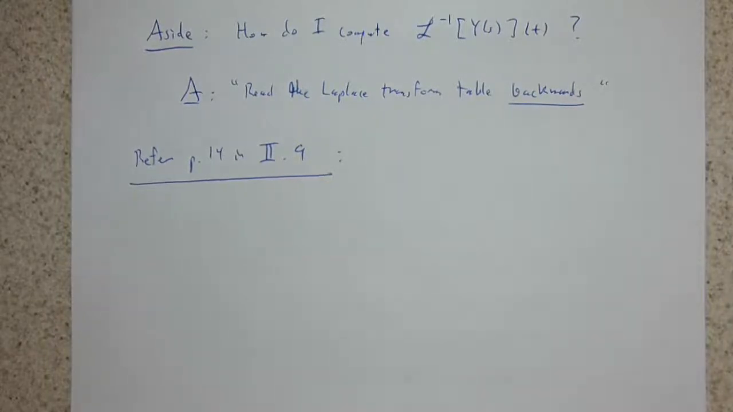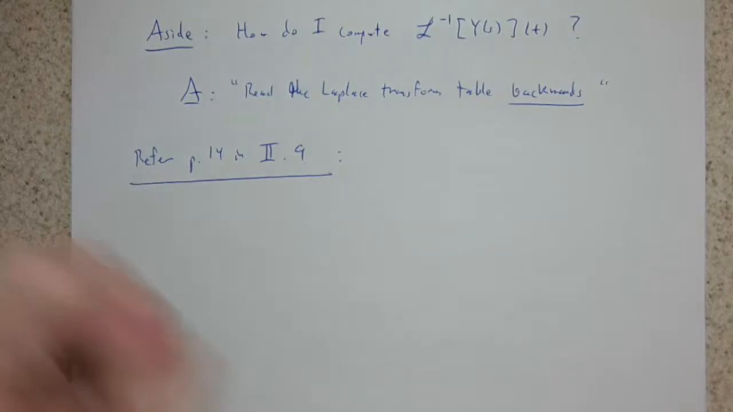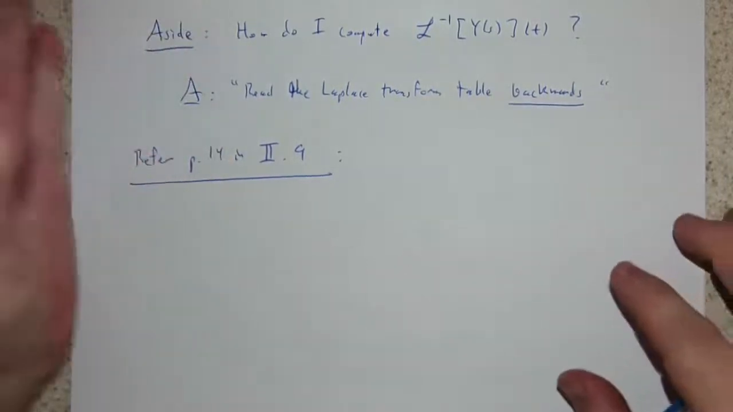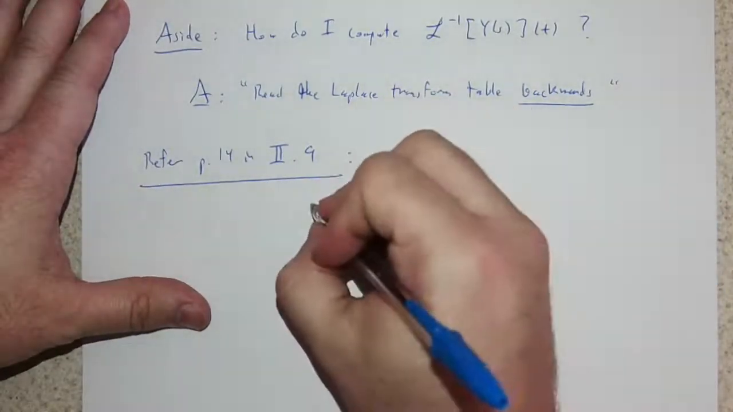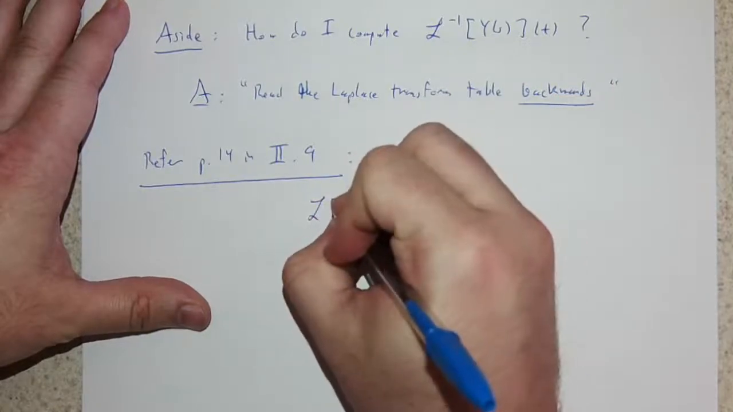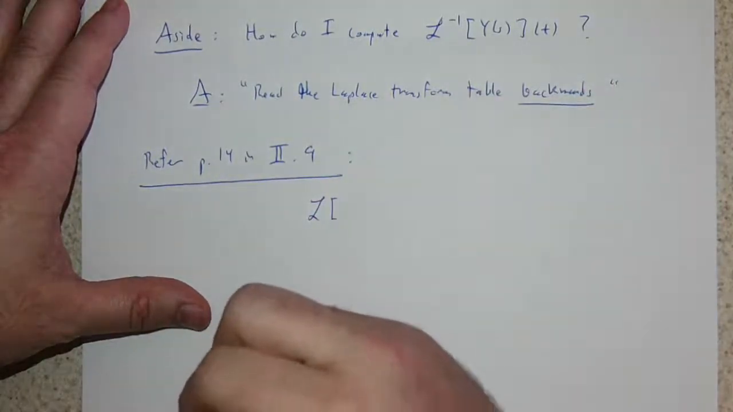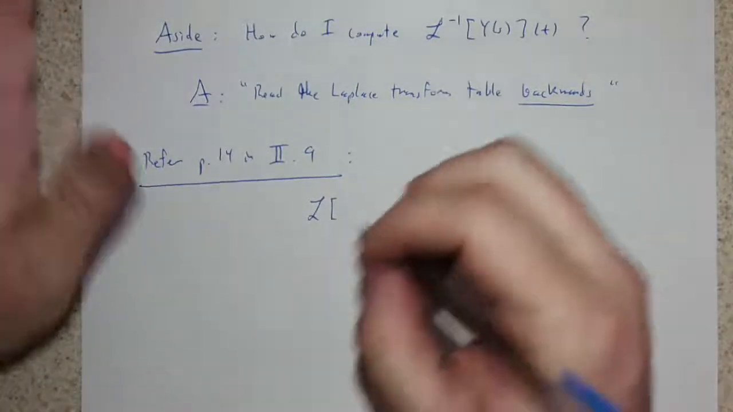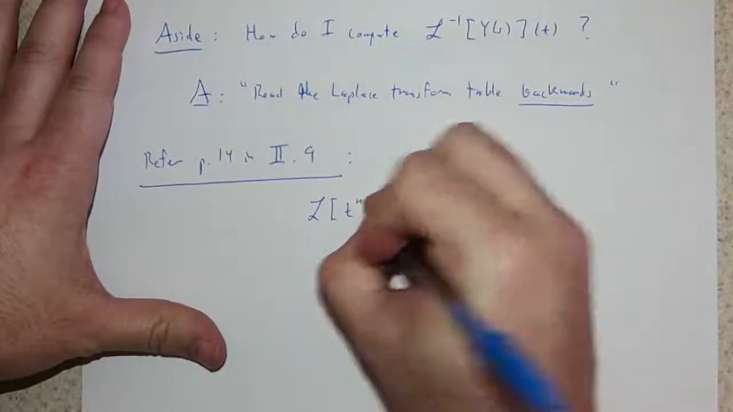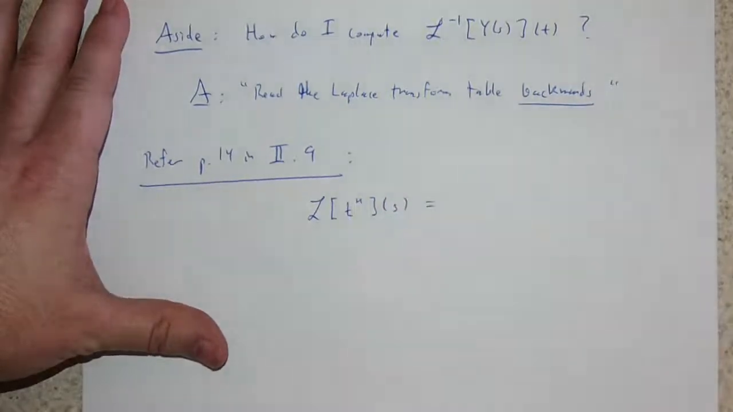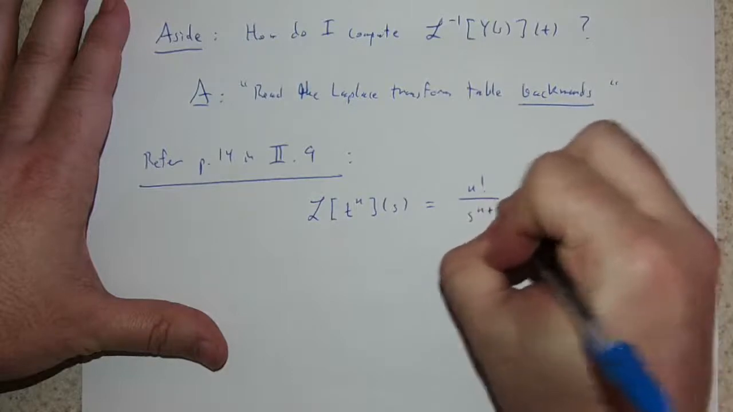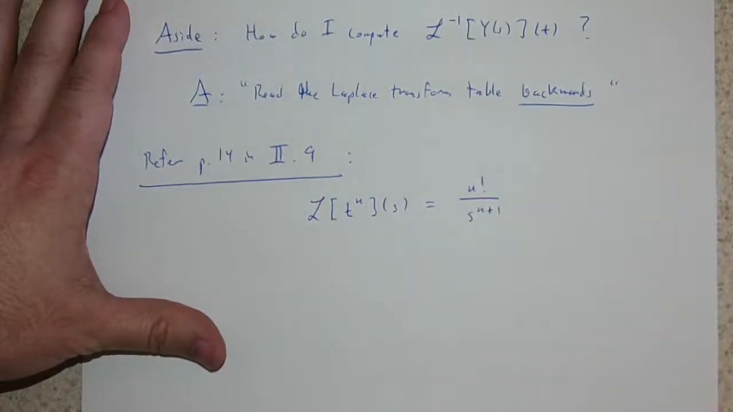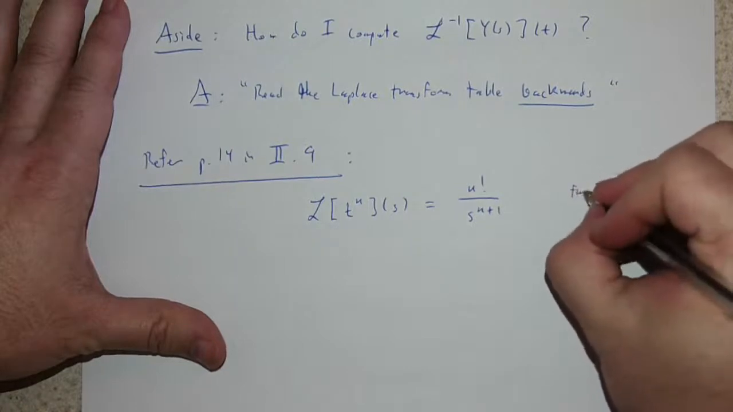So for page 14, let's just have a look at some of the lines here. I'm just going to copy some of these lines down. I'm not going to copy all of them. Obviously, there are too many of them. So I'm just going to copy a few. So let's do the Laplace transform of t to the n, of s, is n factorial over s to the n plus 1. So that's one of them, and this is for s greater than 0.